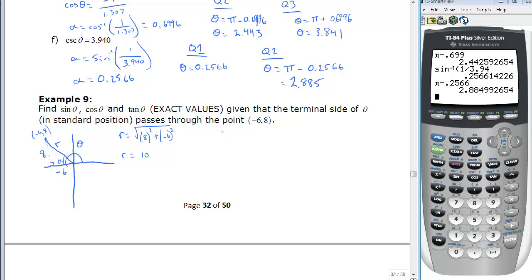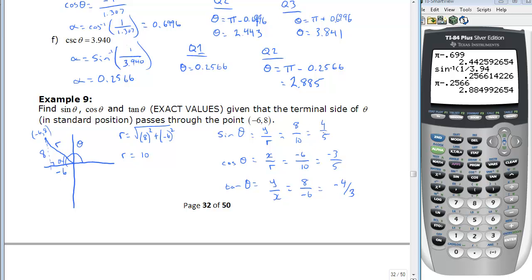So now we just need to write the sine of theta, cosine of theta, and tan of theta. And sine is opposite over hypotenuse, or y over r. Cosine is adjacent over hypotenuse, or x over r. And tan is opposite over adjacent, or y over x. And if we fill in those values from our diagram here, y is 8 over the radius of 10, or 4 over 5. X is -6 over 10, or -3 over 5. Tan is y is 8 over negative 6 for x, which is negative 4 over 3.